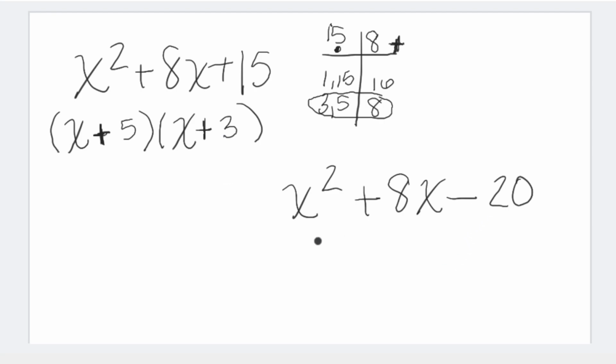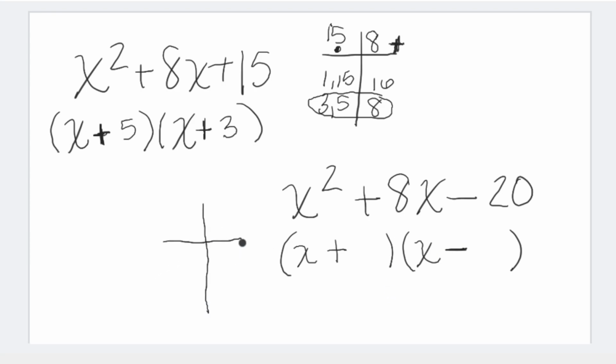So I'm going to do another example here, just with a sign change. Okay, so again, you do your double bubble. I have an x squared, so I know I need an x and an x. My fall down sign is a plus. And then to get a negative 20, I have to have a positive times a negative. So this second sign has to be a minus.